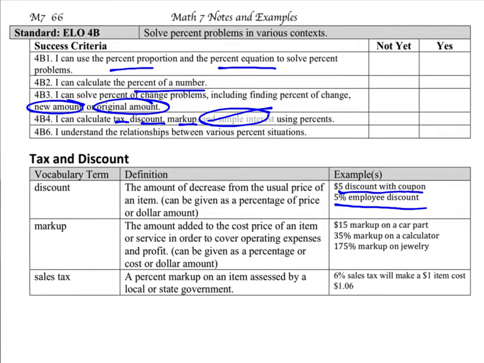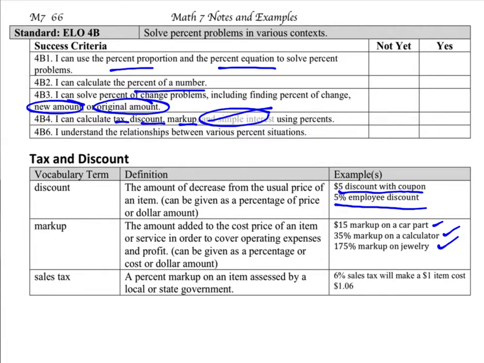Markup, the amount added to the cost price of an item or service in order to cover operating expenses and profit. Can be given as a percentage or cost or dollar amount. So $15 markup on a car part, okay, that's just given as a cost. 35% markup on a calculator, that's 35% of whatever the original price was. 175% markup on jewelry, which for jewelry, that's actually about what it usually is, somewhere around 200%.